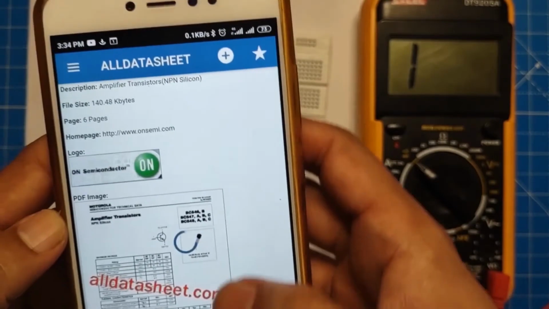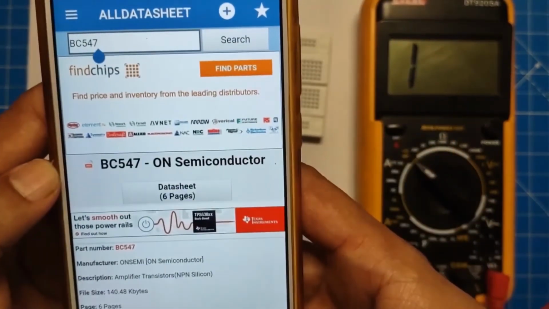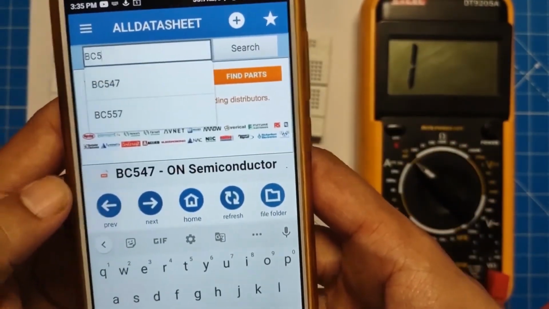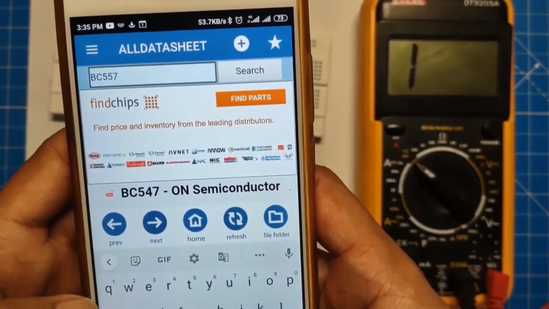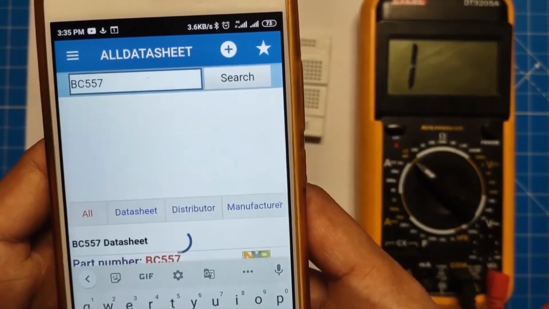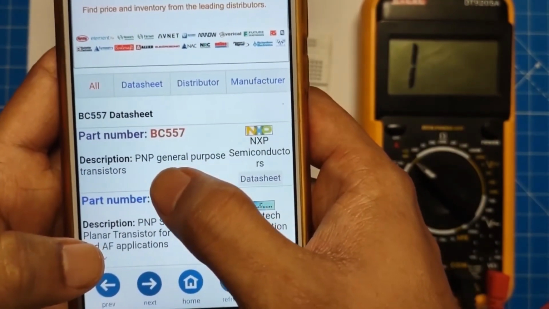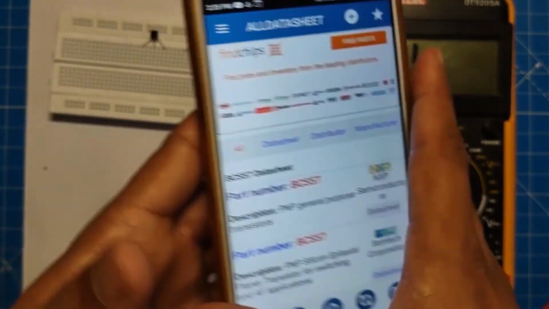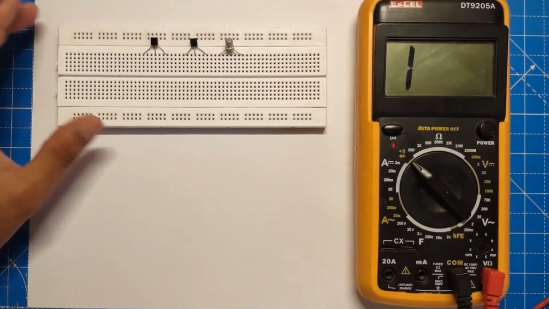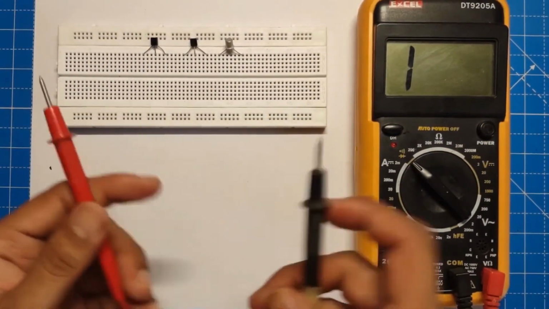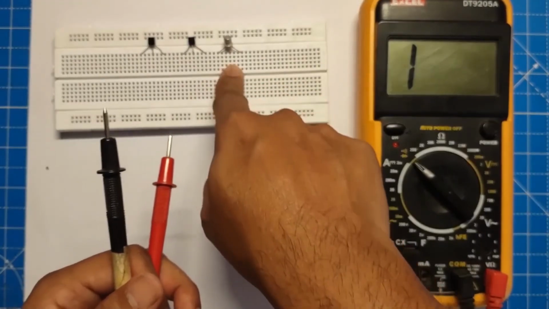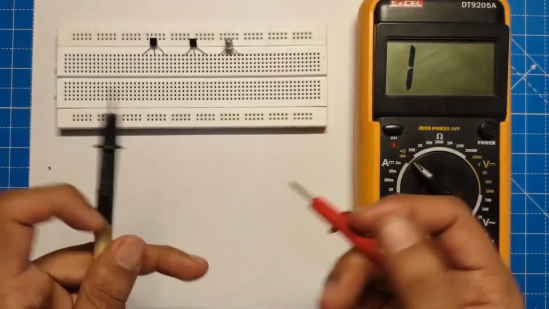Here we have BC557. You can see they're clearly saying it is a PNP transistor. So the multimeter test is verified. Next we will go ahead and check the metal packaged transistor.